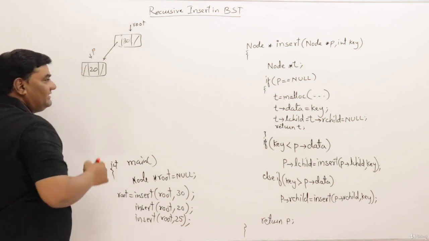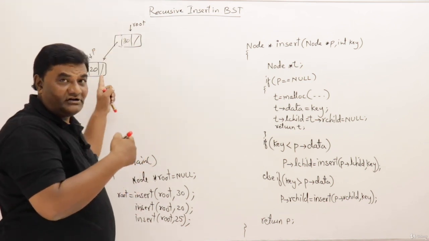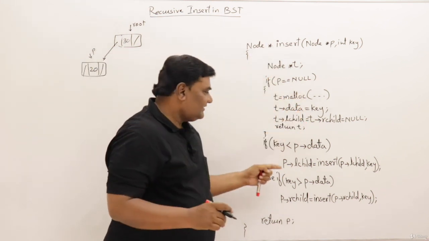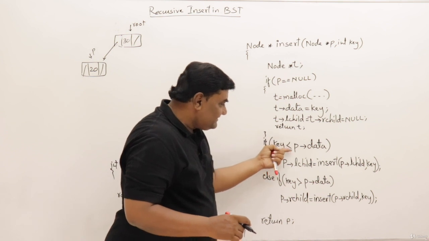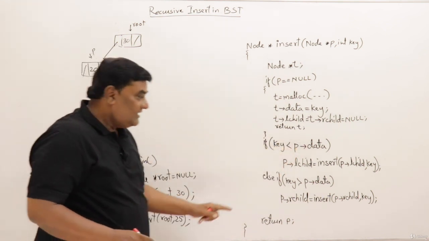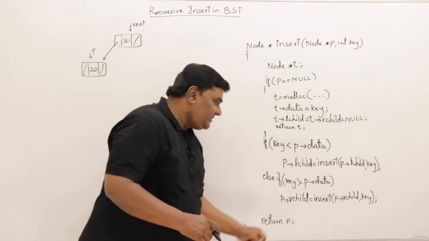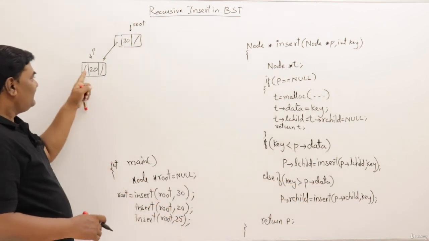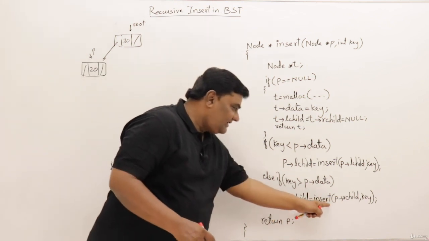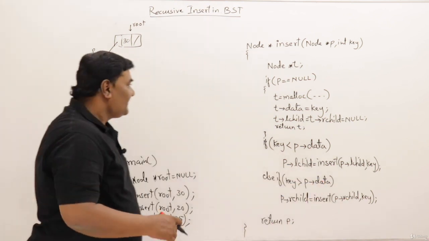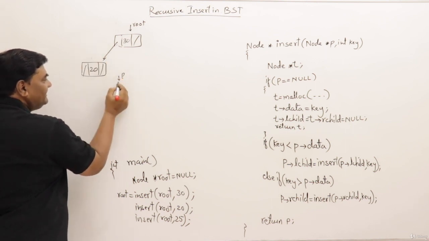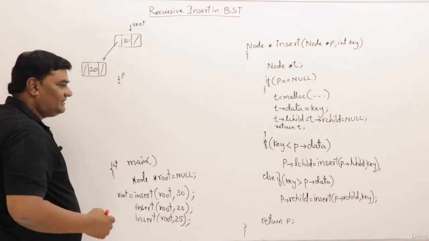So P will be pointing here. Again P is not null. Then the key, is it less than P's data? 25, is it less than 20? No. Is the key greater than P's data? 25, is it greater than 20? Yes. So call itself again upon the right child. The right child was null, so right now P is null.